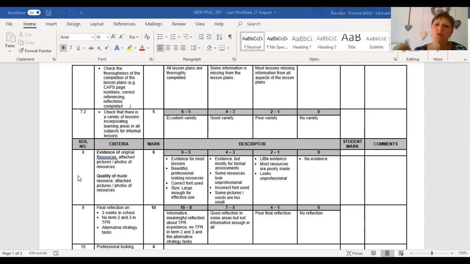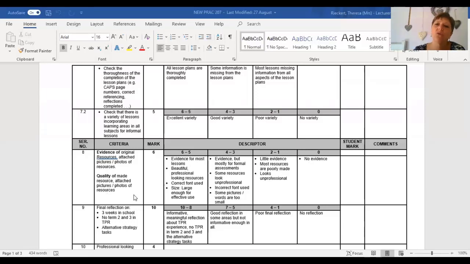So therefore, we also said photographs or pictures of resources. So they could go onto the internet to find a poster or a picture or the flashcards for a lesson, which they will then attach to the lesson plan. Okay. So you will look at the quality of the made resources, but also look at the quality of the pictures and the photos they attached, because sometimes the pictures are of such poor quality that you can't really figure out what is going on in the picture or on the poster, so you will have to look at that.